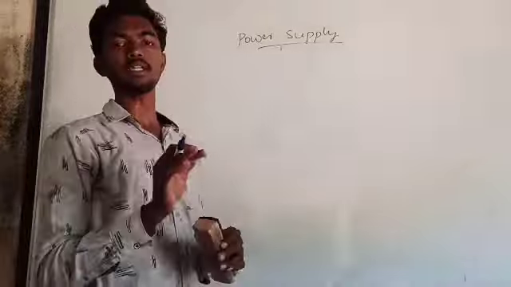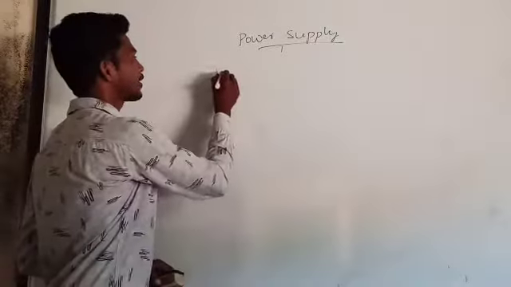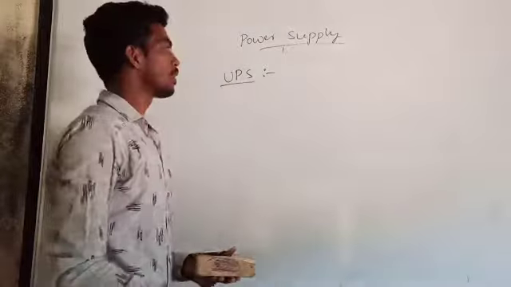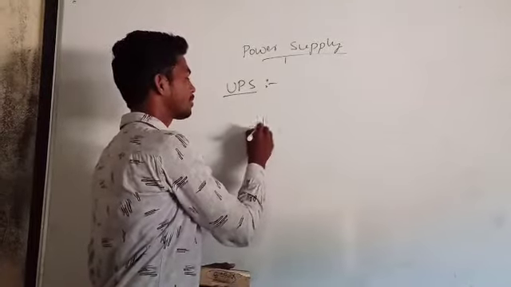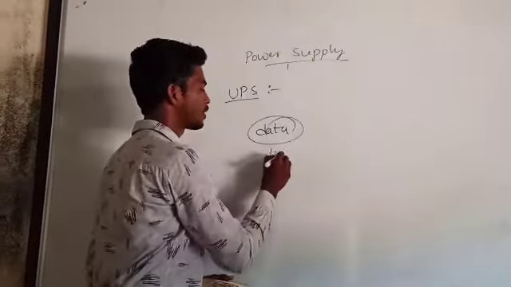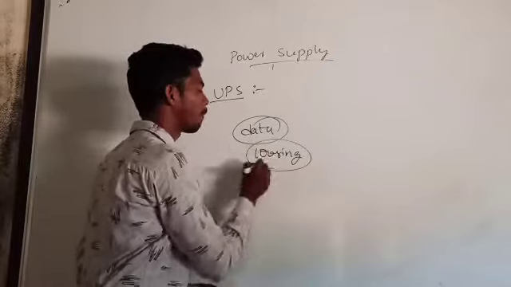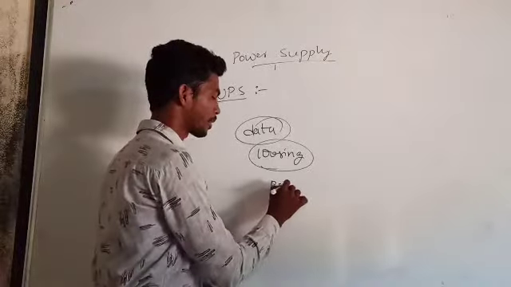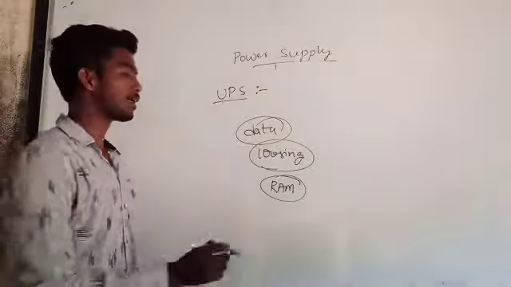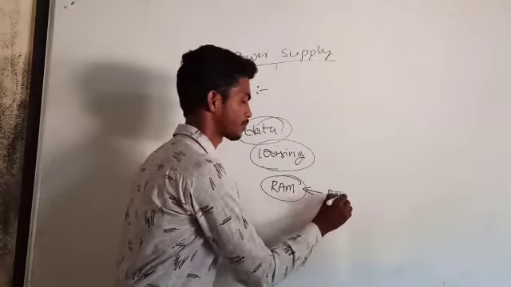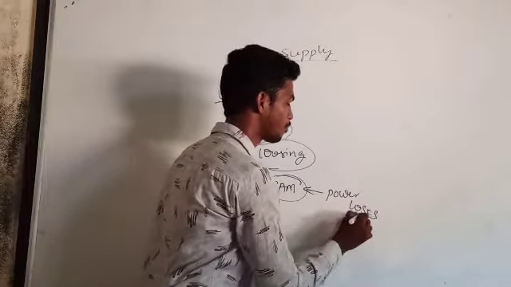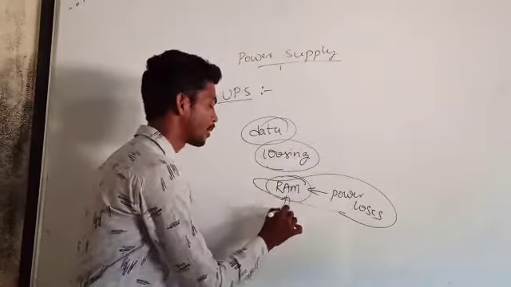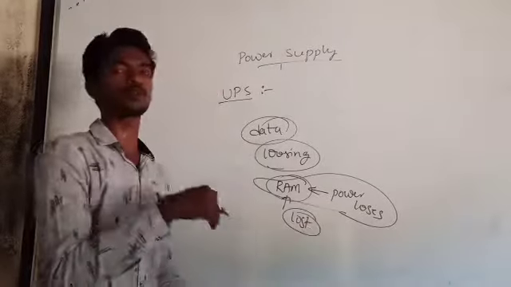SMPS is the thing that is used to convert AC current to DC current. When there is no power, or during power losses, it may cause a loss of data. Losing data is caused by the power loss, because some memories like RAM will not work during a power loss. At the time of power loss, the RAM will not work, and the data in the RAM will be lost if the power goes off.